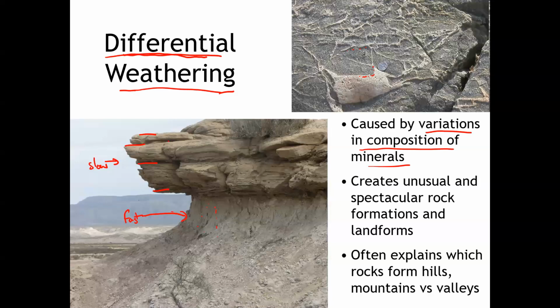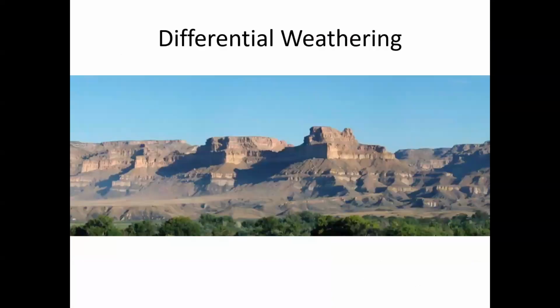This differential weathering can create some really unusual rock formations like you see here. And like I said, it often explains which rocks form hills and mountains versus valleys, based on which ones weather the fastest under certain conditions. So I mentioned some of the mesas and buttes that you see out west are because of that.